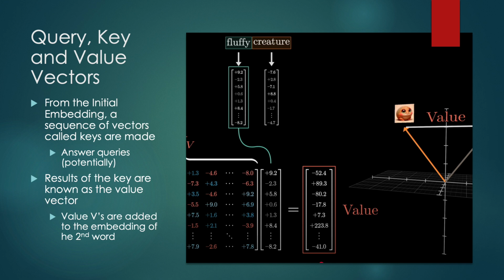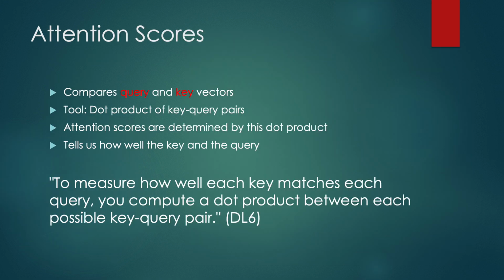And here's another visual from his video. Attention scores compare query and key vectors. That's done by using the dot product. The attention scores calculated from the dot product tell us the relevance of each token to the others. So to measure how well each key matches with each query, you perform the dot product, and that tells us how likely of a pair that they might be in the context.